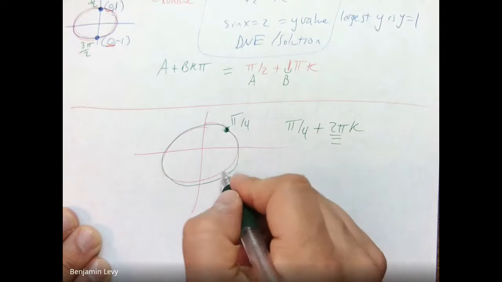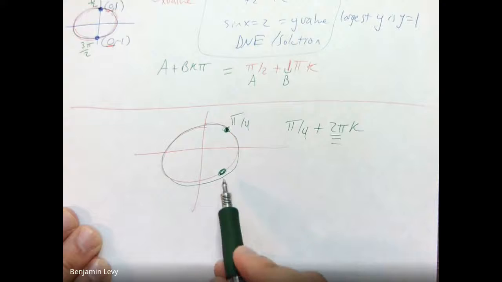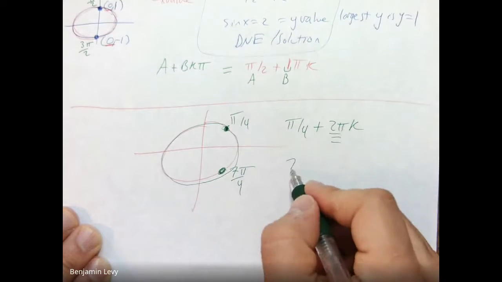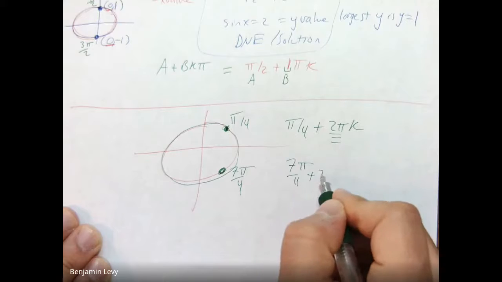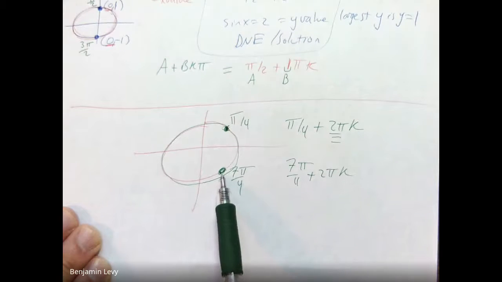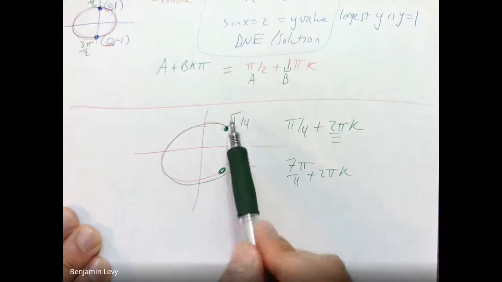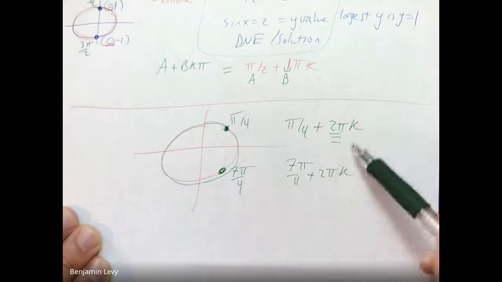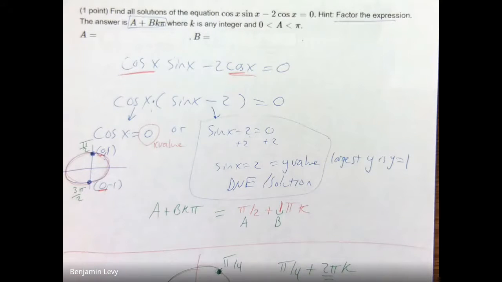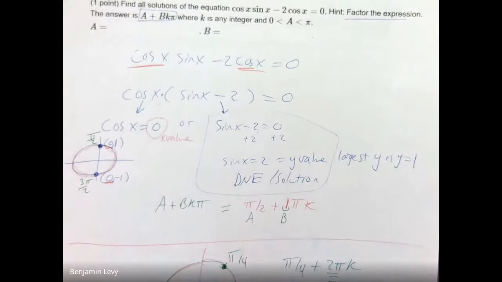And then just like you said, if there's another point that's not directly across from it, like say 7 pi over 4, then you would also have to add a second one for that, right? Because this first solution is never going to hit this one. And this second solution is never going to hit the first one. That's why you have to do them separately. But if they're directly across from each other and you add pi, it will hit them. So it sounds like you understand what's going on. I'm just trying to reiterate that.